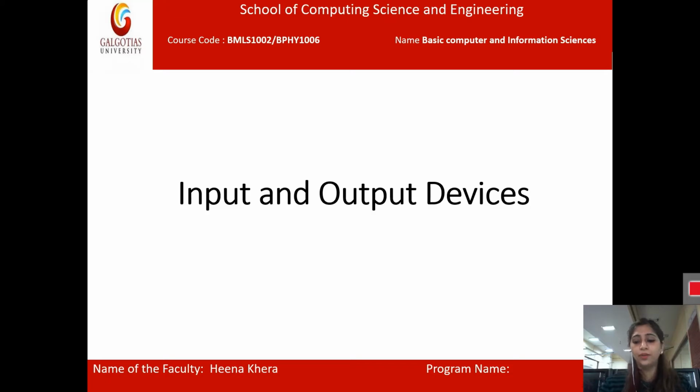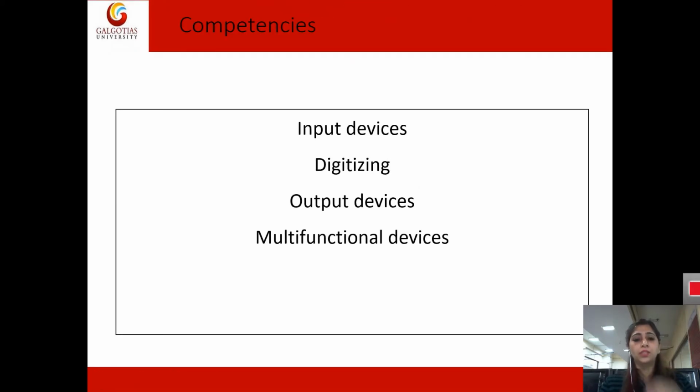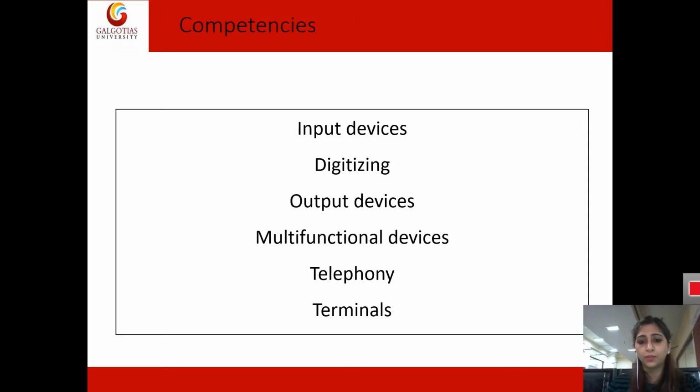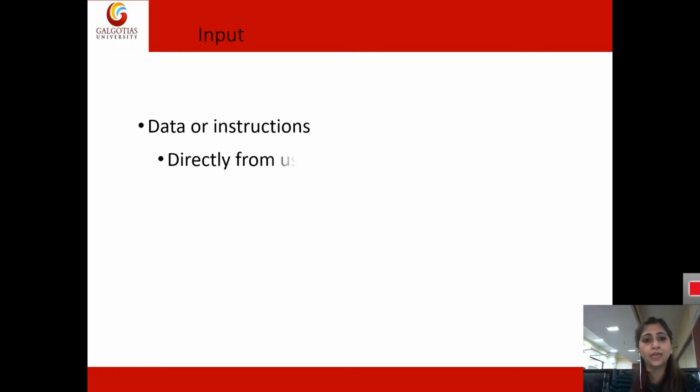So when we talk about input devices, basically we have some types. This is what your computer comprises of. It has input devices, digitizing, output devices, multifunctional devices, telephony and terminals. And all of these have some specific characteristics on the basis of which these are being used in the computer. To start with, input devices are used for inputting or giving data and instructions.